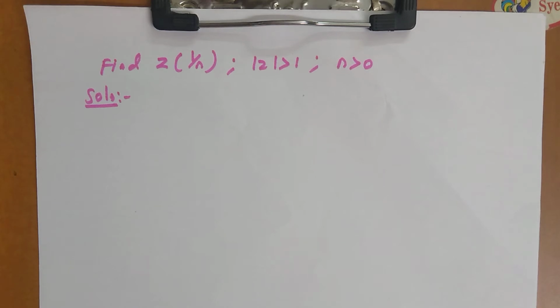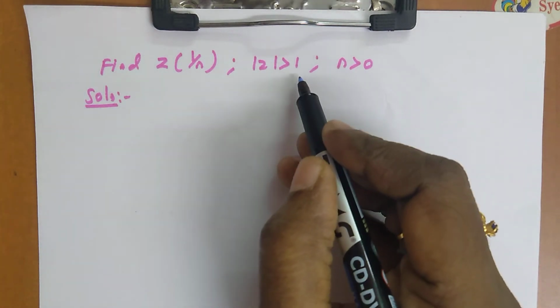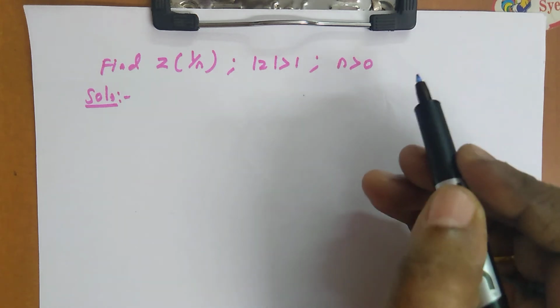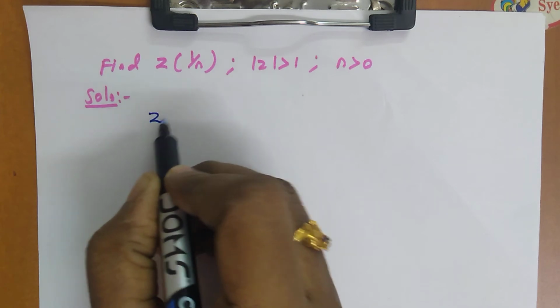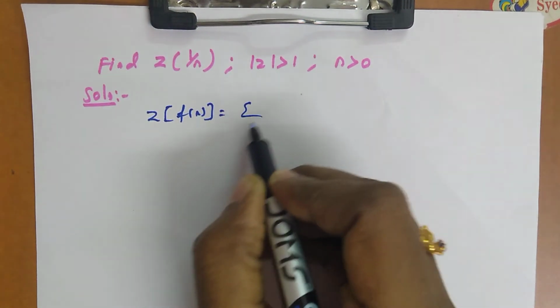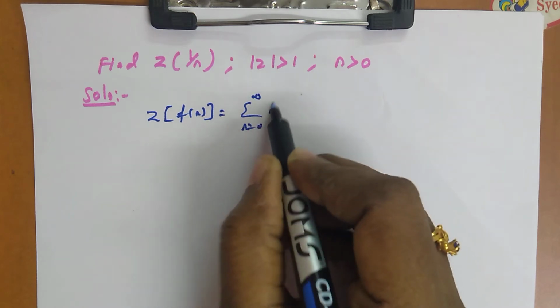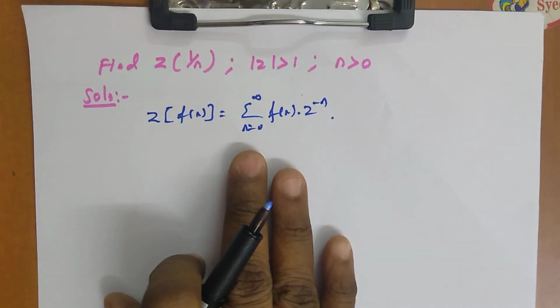Look at the next question. Find Z of 1 by n such that mod z greater than 1 and n greater than 0. So by the definition of Z transform, Z of f of n is equal to sigma n equal to 0 to infinity f of n z power minus n. This is what the definition of Z transform.